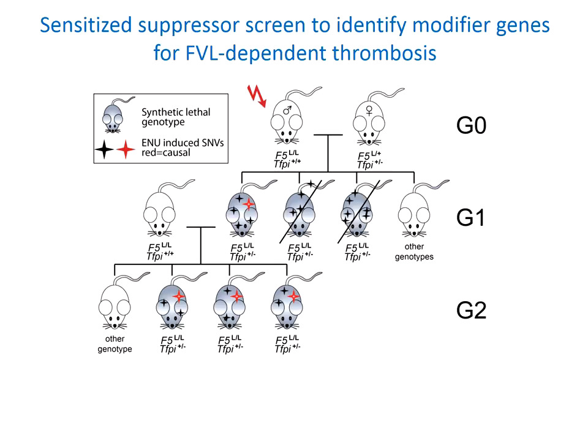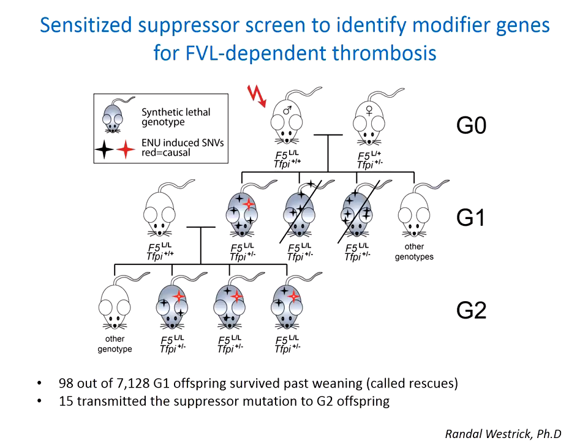We're going to expect most of the mice with a synthetic lethal genotype, the Leiden homozygote TFPI heterozygotes, to die, except for that rare mouse that gets a critical mutation that rescues them or suppresses the lethal thrombosis. And these are the mutations we're interested in. And we've now done this.